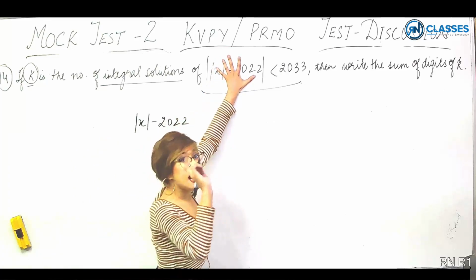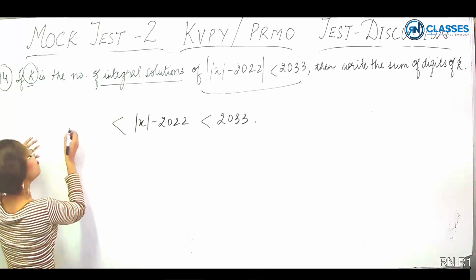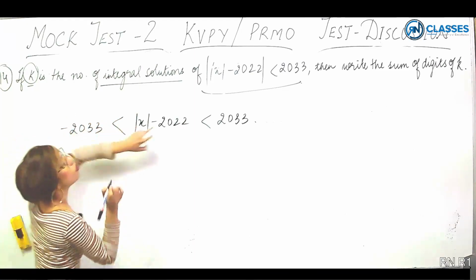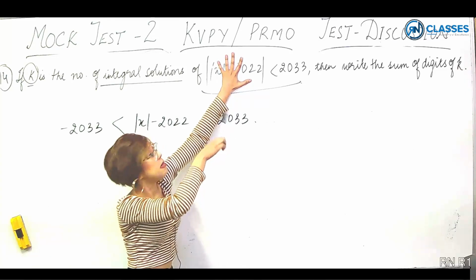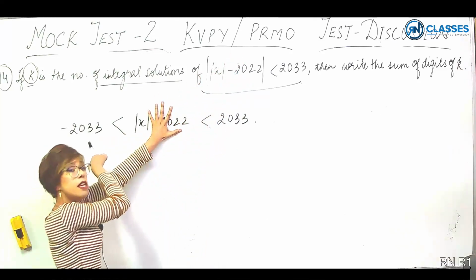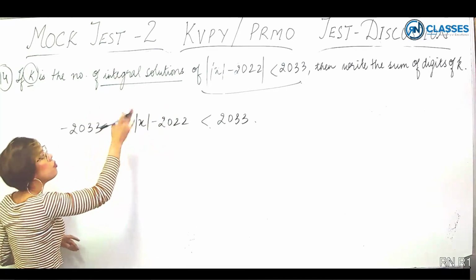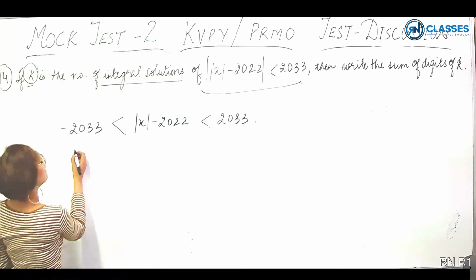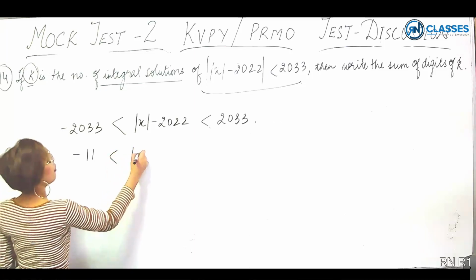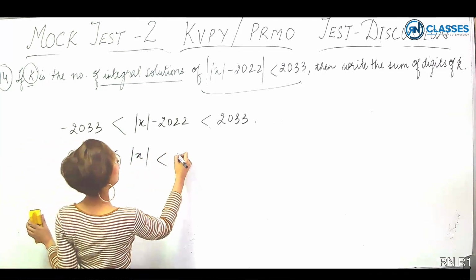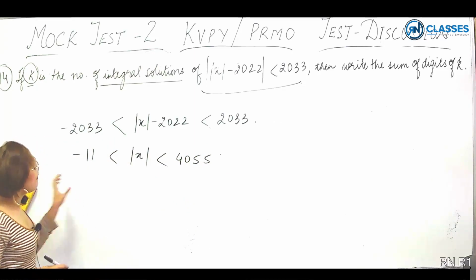this number lies between what? Minus 2033 and 2033. Because the absolute value of this number is less than that, this number lies between minus of this and plus of this. So obviously I'll be adding 2022 on the three sides. So I will get minus 11, I guess. Minus 11 less than mod of x less than 4055.